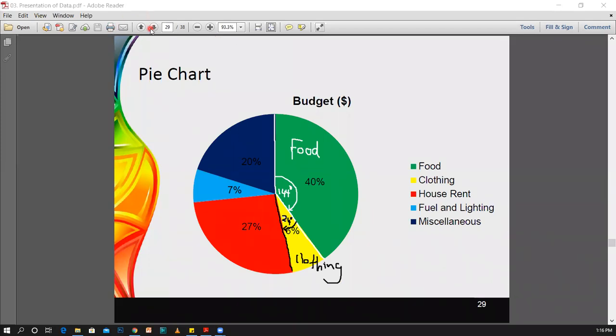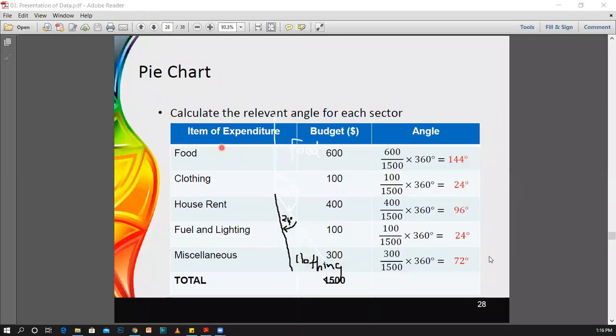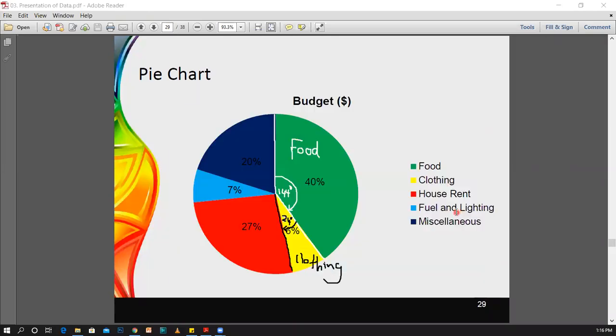The third sector is for the angle of 96 degrees. Therefore, you can mark 96 starting from here. Once you draw it, here you have to measure 96 degrees from here. Then you will draw the next line here.